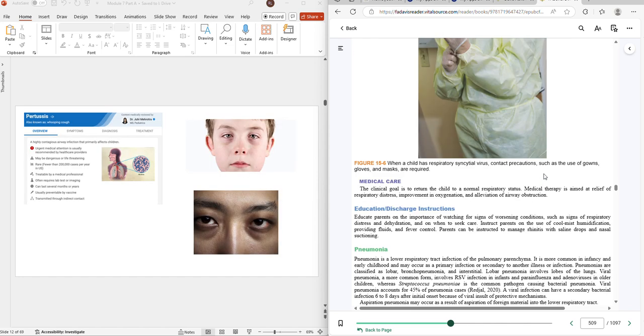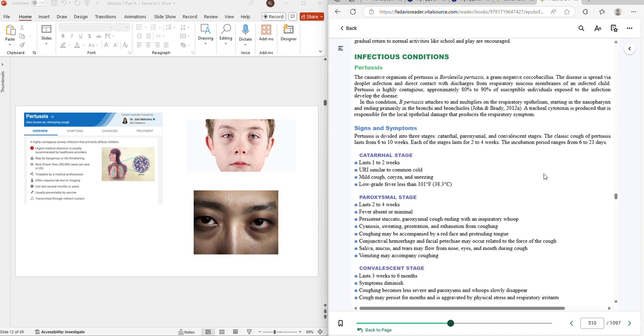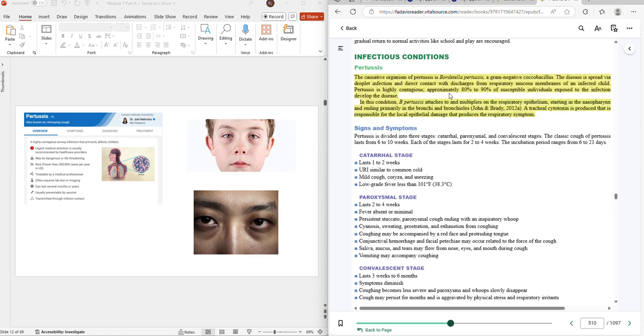All right, on page 510, let's talk about pertussis. There's pneumonia. Goes hand in hand. Pertussis, okay? This is a droplet infection. Very, very, very contagious. Winks and Lollipops. It is a droplet infection. It spreads via droplet, direct contact with discharges from the respiratory mucous membrane. Okay? Droplet infection. Read over the different stages of pertussis and what can happen with that.